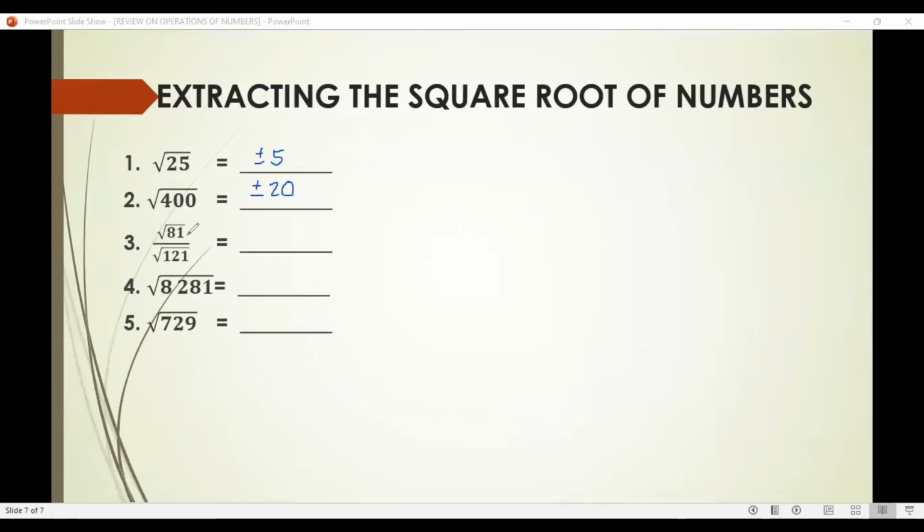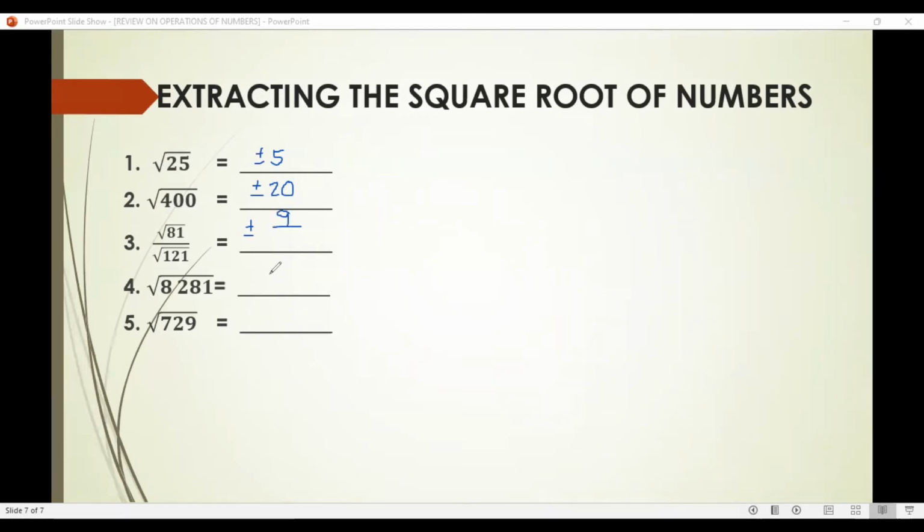So the square root of 81, so what is that number that once multiplied by itself gives a product of 81? So that is equivalent to 9 or negative 9. So negative 9 multiplied by negative 9 is equivalent to 81. So the square root of 81 is 9.